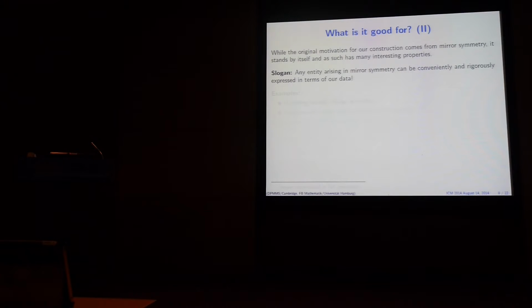And why is it interesting? Why do we expect this class of degenerations to have so many interesting features? It is inherently related to mirror symmetry, and we expect that any entity arising in mirror symmetry, which is such a multifaceted phenomenon, arising in so many incarnations, can be conveniently and rigorously expressed in terms of this data. And we're far from through with this, with finding out how to express all these things. So, examples: things that are partly done, many still conjectural in full generality.